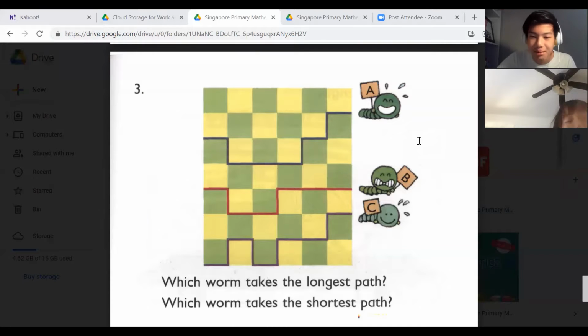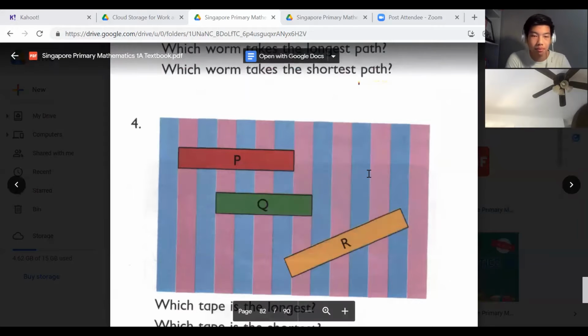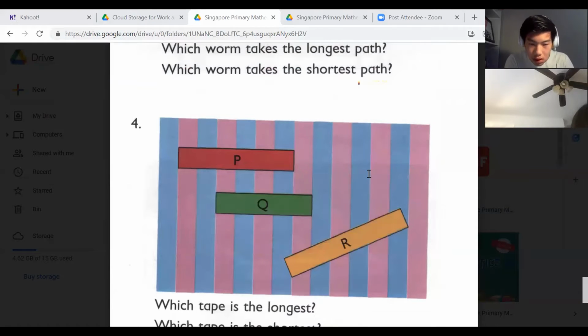Red. Red, perfect. Okay. Ooh, now this one is a bit more difficult.